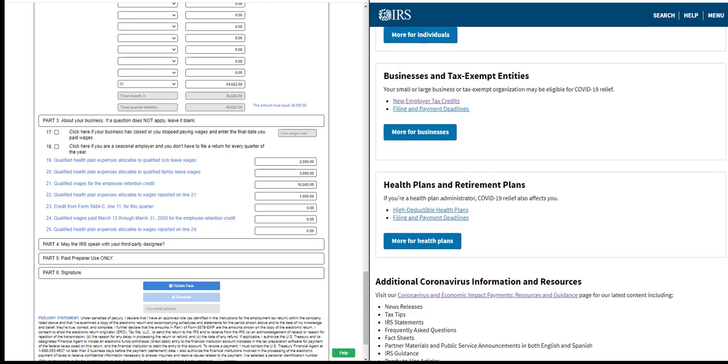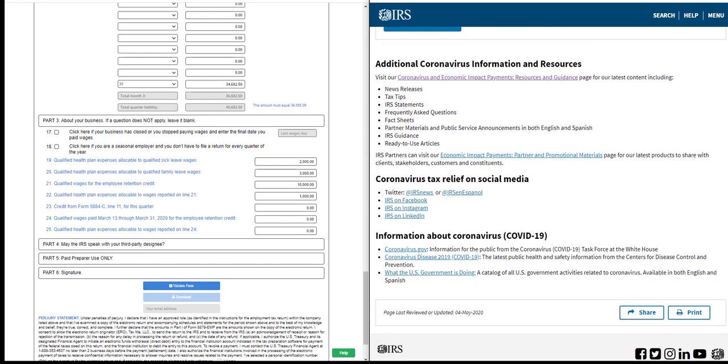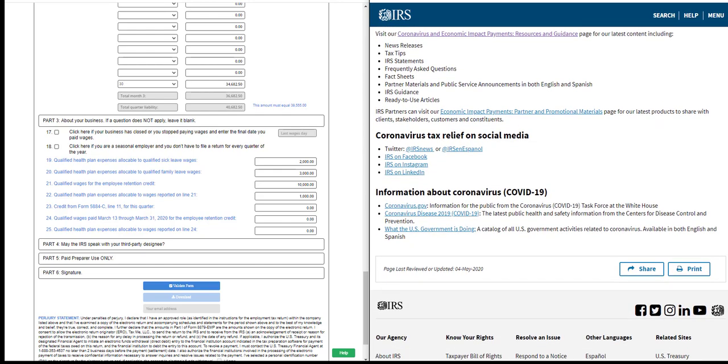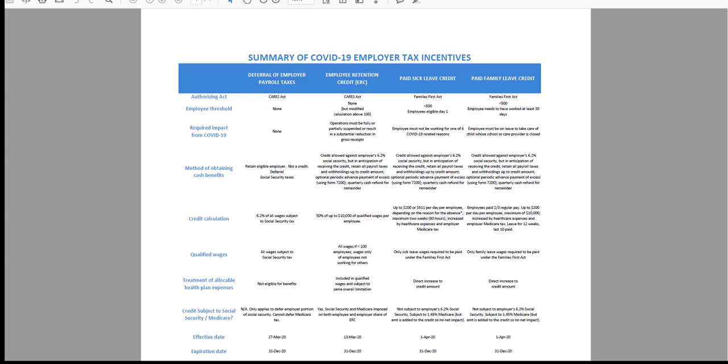While a detailed discussion of the COVID-19 employer tax incentives is beyond the scope of this video, we did prepare a summary chart which you might find helpful.